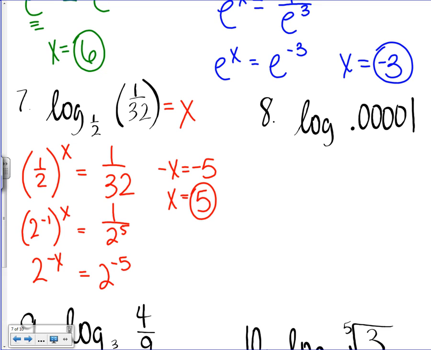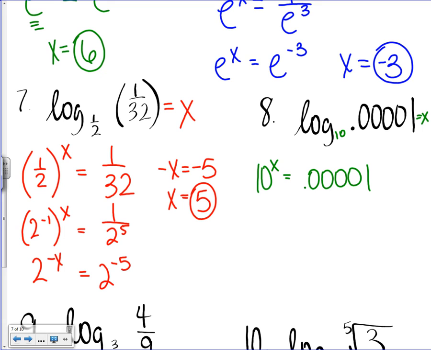Okay. Let's take a look at number 8. Don't be alarmed that there's no base here. You should remember from yesterday's lesson that if there's no base, we assume there's a base of 10. So we're going to set this thing equal to x. And we're going to rewrite it in exponential form.